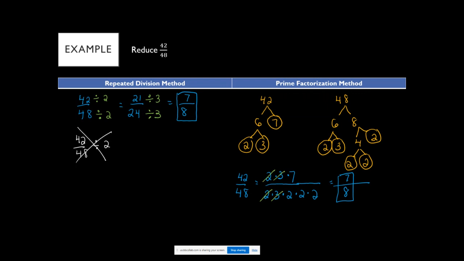So this was an alternate method. This is using prime factorization, where you're just kind of splitting your numbers up as far as they can go, and then you cancel out what is in common, and then that gives you your simplified form.